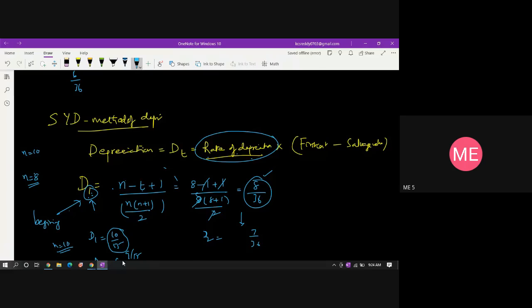This is the depreciation equation, and the book value equation: book value Bt is equal to Bt minus 1 minus Dt. This book value equation is the same for everything; only the method of calculating the depreciation changes. This method we'll discuss in the next class in detail. Okay, so today we'll stop here.